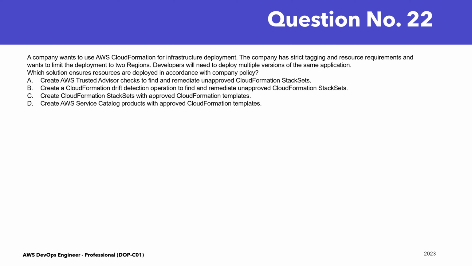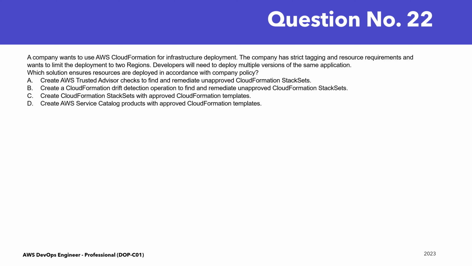A company wants to use AWS CloudFormation for infrastructure deployment. The company has strict tagging and resource requirements and wants to limit the deployment to 2 regions. Developers will need to deploy multiple versions of the same application. Which solution ensures resources are deployed in accordance with company policy?